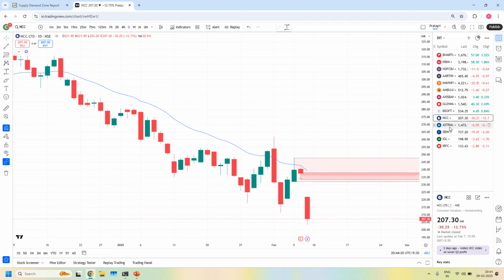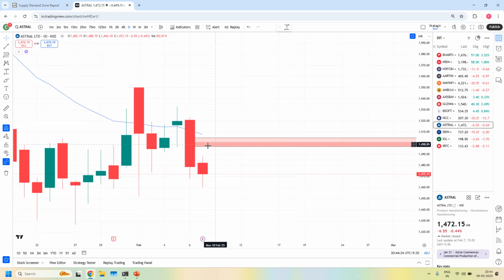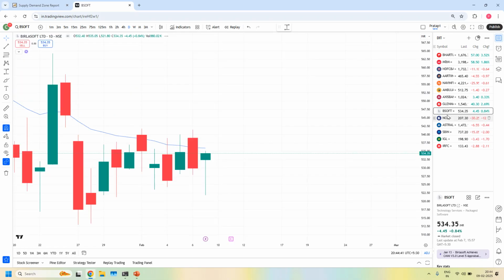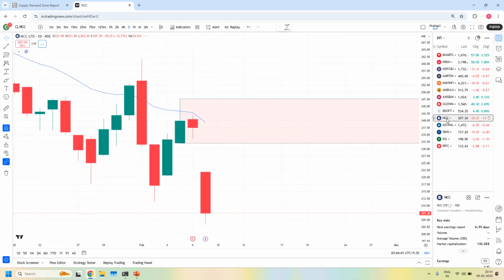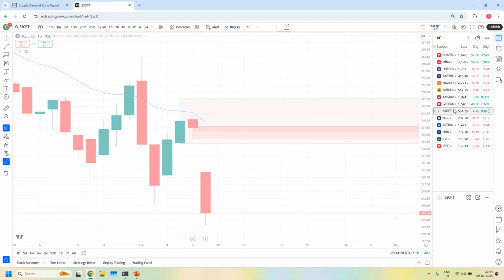They are high priority because Astral has an ITF zone having daily EMA confluence. State Bank of India also has an ITF zone having daily EMA confluence. That way these two are high priority. And Birlasoft has LTF, ITF, HTF and also HTF EMA confluence. See, daily EMA confluence, Birlasoft.